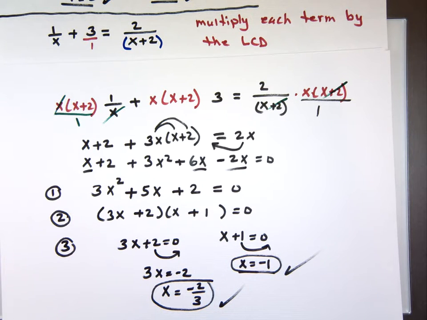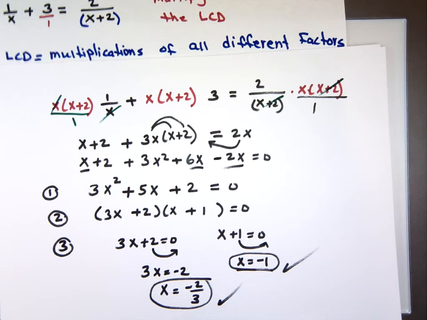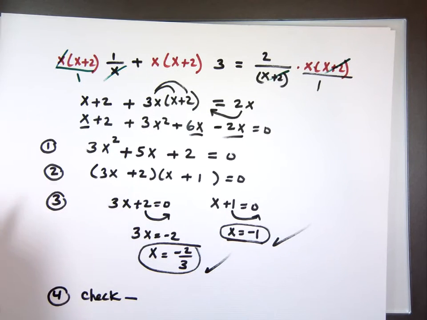So when you have fractions, the best thing to do is get rid of the fractions first. How? Multiply by the LCD.